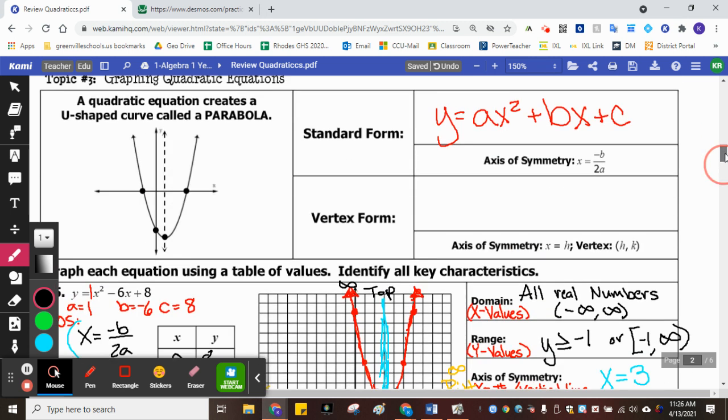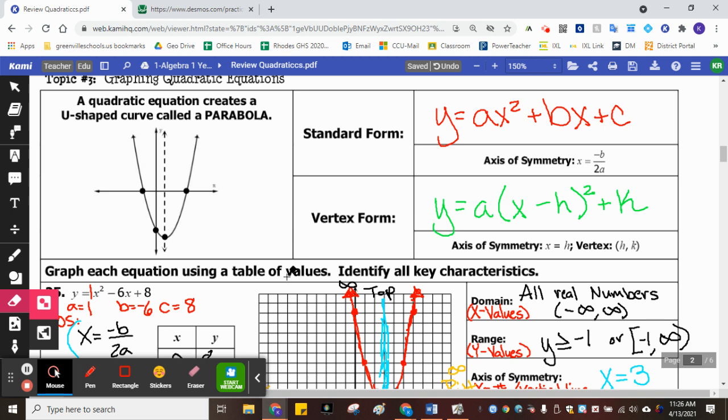The other form of quadratics is vertex form. And vertex form has x in parentheses being squared with a number being added or subtracted to it, and a number on the outside being added or subtracted to it. I'm sorry, I messed up. This is supposed to be minus h.